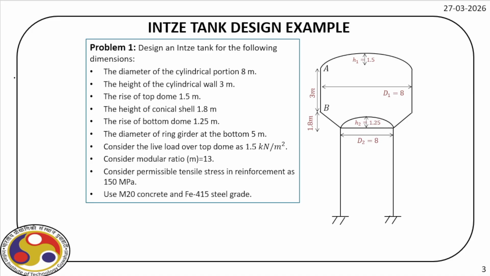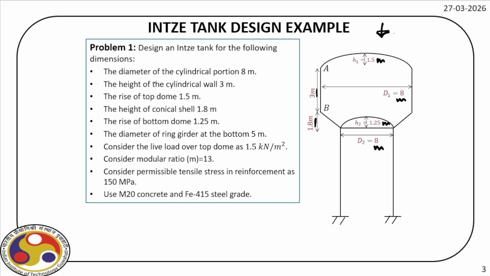Now let us take a problem. So we have to design this tank here. As you can see, the basic geometry is shown here. So rise is 1.5 meter. The diameter of the tank is 8 meter. Then rise for the bottom dome is 1.2 meter. Then the diameter for this column is 8 meter. We have this conical slab whose height is 1.8 meter. And the side wall is having a height of 3 meter.